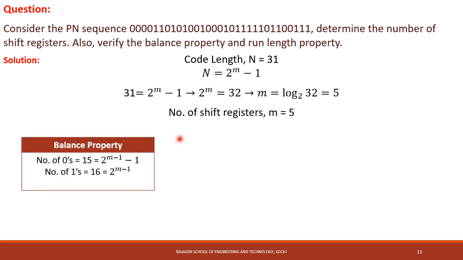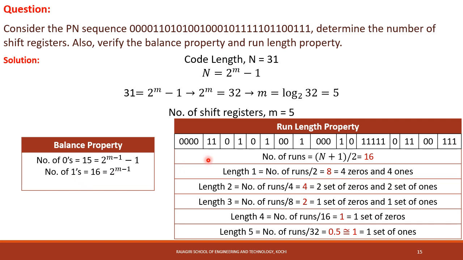To verify the balance property, we'll find the number of zeros and number of ones. Number of zeros is equal to 15 and number of ones is equal to 16. Hence, the number of ones is always 1 more than the number of zeros. Thus, the balance property is satisfied. Now, to prove the run length property, we will divide the given sequence into a number of runs, that is, into subsequences of the same symbol. So when you divide it, we'll get the number of runs equal to n plus 1 by 2, which is equal to 16. That is, we have a total of 16 runs.